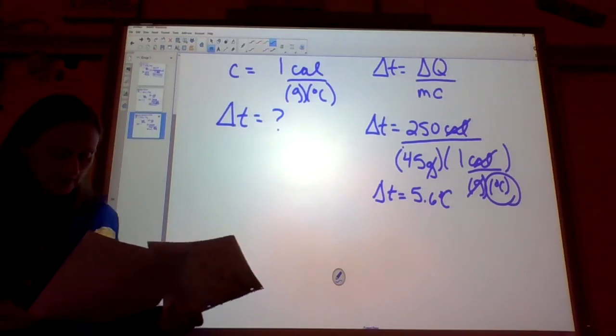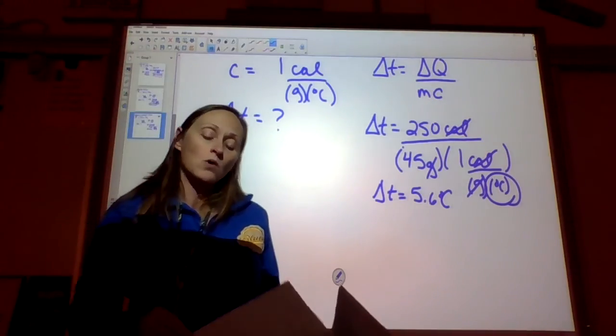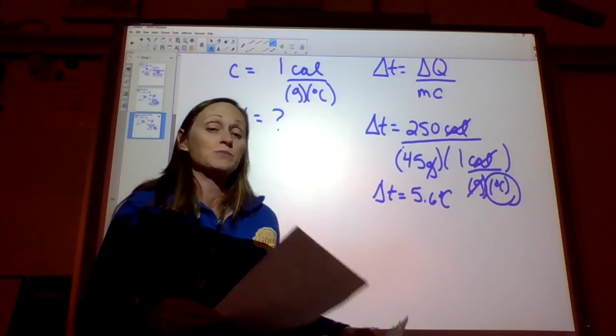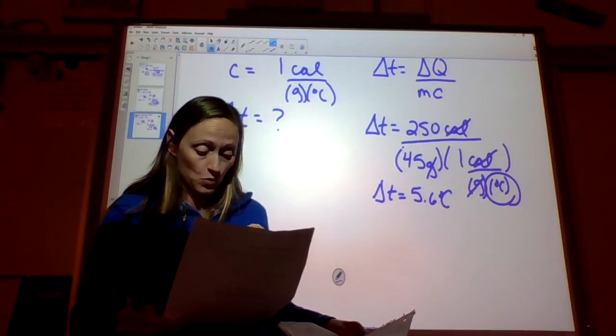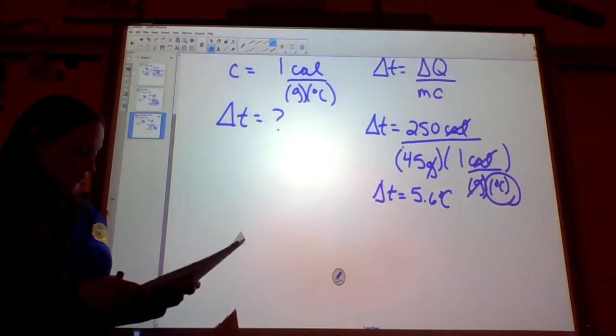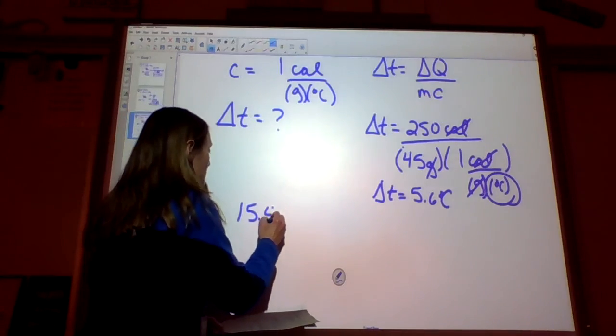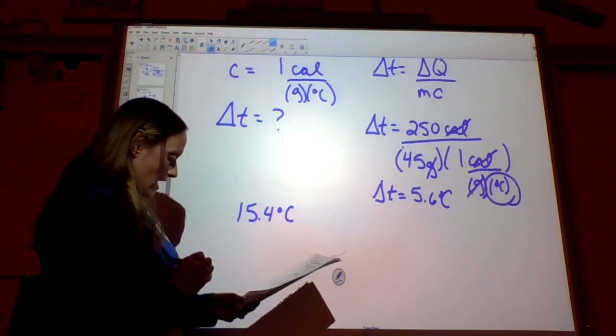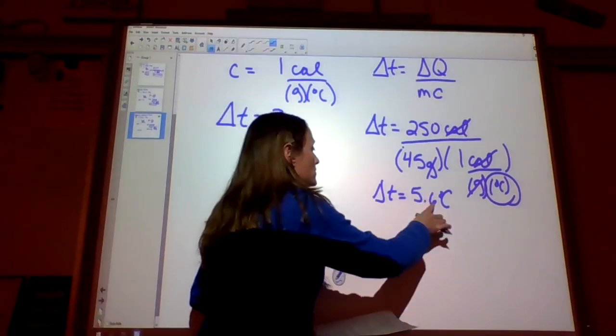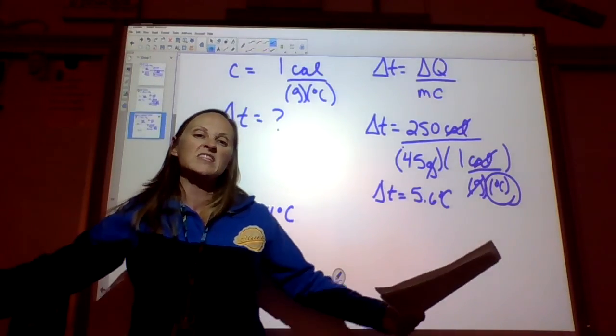Okay, so that's our change in temperature, but it wants to know what our final temperature is here. It says that it's absorbing the heat from the water. So our beginning temperature is 15.4 degrees Celsius, and this is our change in temperature. Absorbing means to take in.